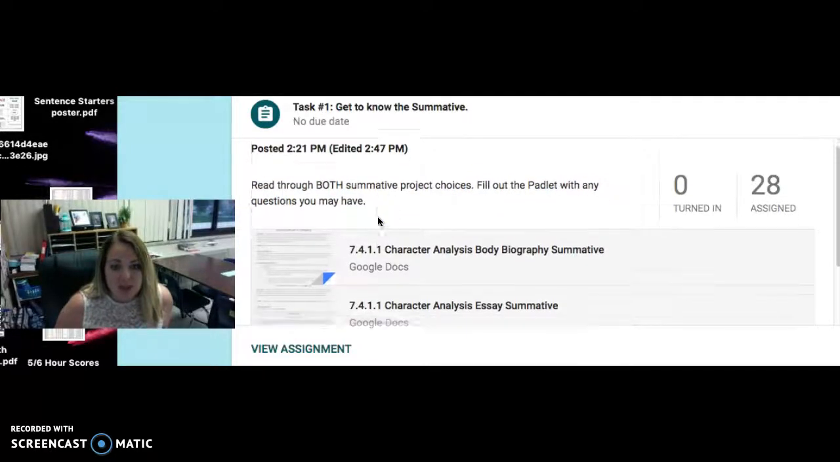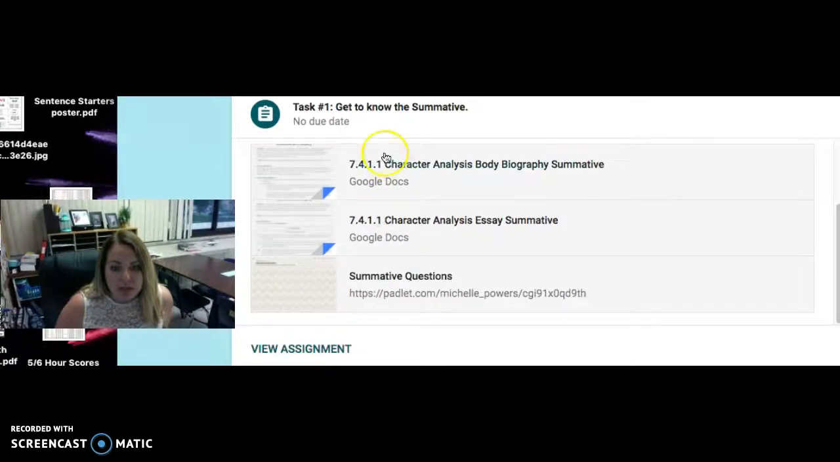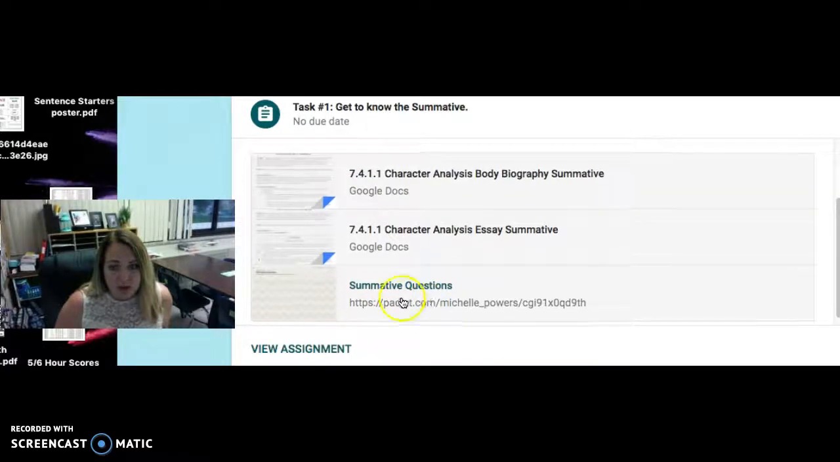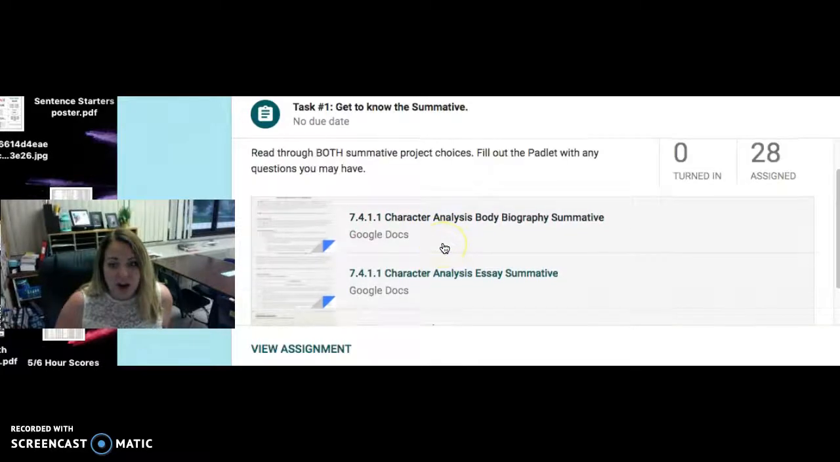All right. And so there are 3 attachments in this assignment, and one of them says character analysis, body biography summative. And the other one says character analysis, essay summative. And then the last one says summative questions. And I'm seeing this Padlet here in Padlet.com. So I'm assuming that this is where I'm going to post my questions. The other 2 things here are probably the project choices.